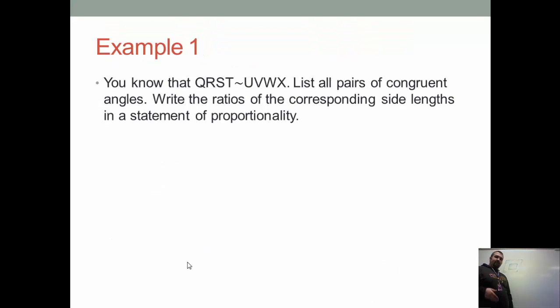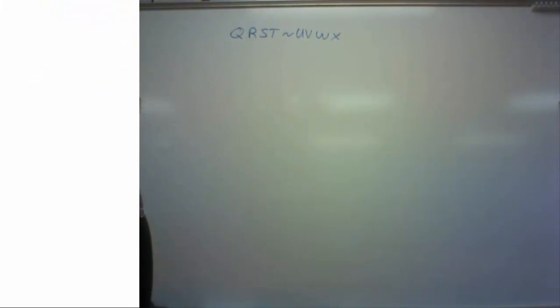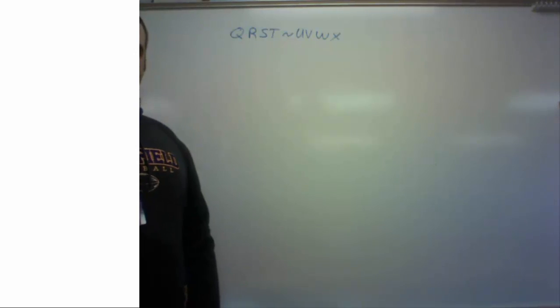Alright, example 1. You know that quadrilateral QRST is similar to quadrilateral UVWX. List all pairs of congruent angles, write the ratios of the corresponding side lengths, and a statement of proportionality. Well, let me write this down. This is what I got. My two quadrilaterals being similar.